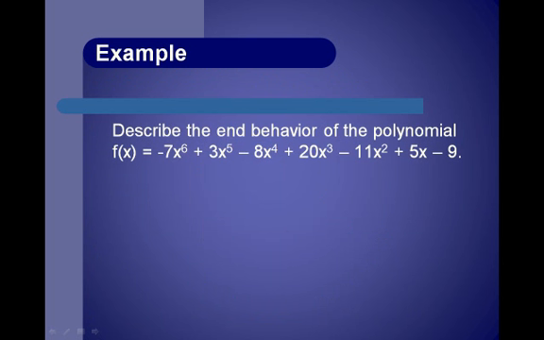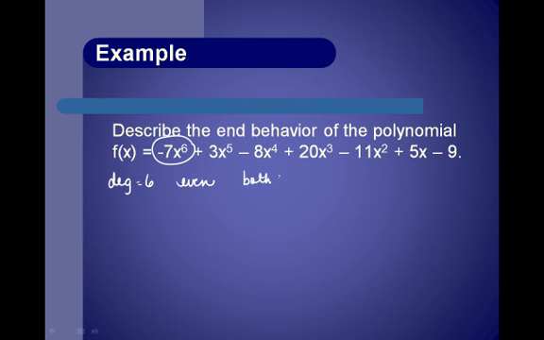Let's do an example. Describe the end behavior of the polynomial f of x equals negative 7x to the 6th plus 3x to the 5th minus 8x to the 4th plus 20x to the 3rd minus 11x squared plus 5x minus 9. If all we're looking at is the end behavior, we start out and say, well, the highest power is 6. Therefore, the degree is 6, which is an even number.